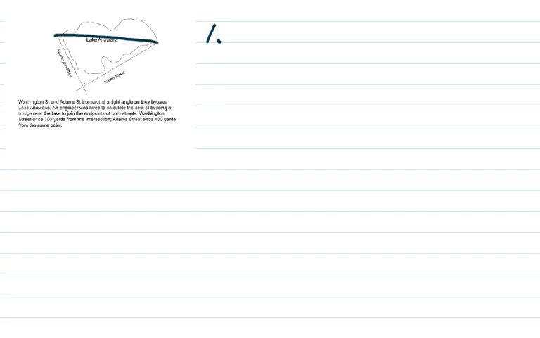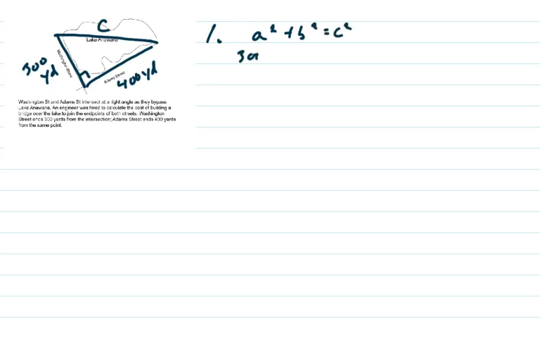So if we pretend that's the bridge, then we would have a right triangle just like this. Information in the problem said that Washington Street was 300 yards. Adams Street is 400 yards. So with our right triangle, we are calculating side C. So Pythagorean theorem, a squared plus b squared equals c squared. A could be 300 or 400, whatever you decided. So 300 squared plus 400 squared would be c squared.